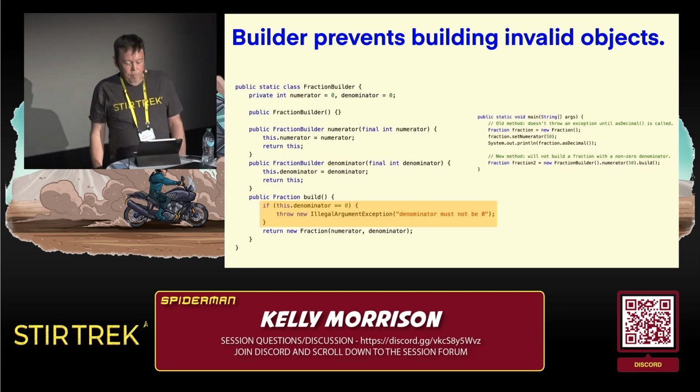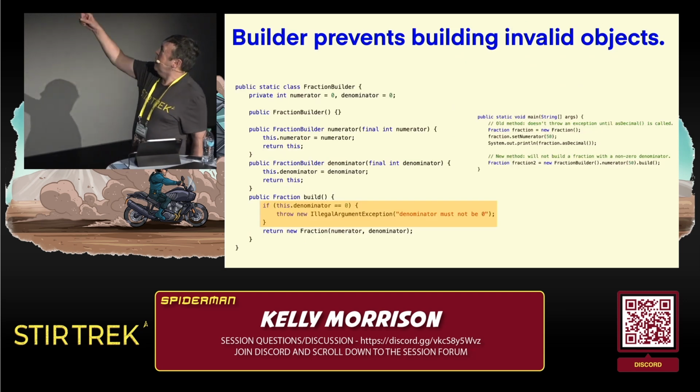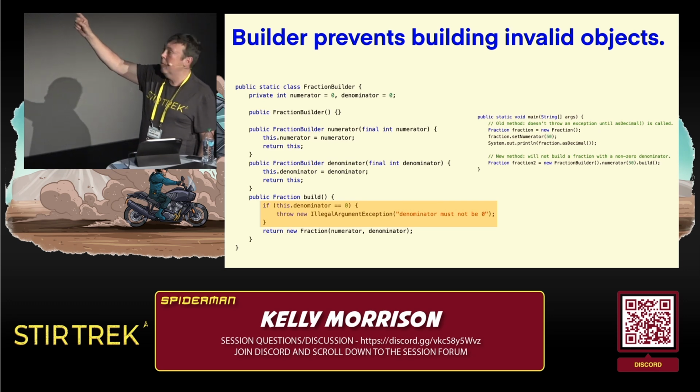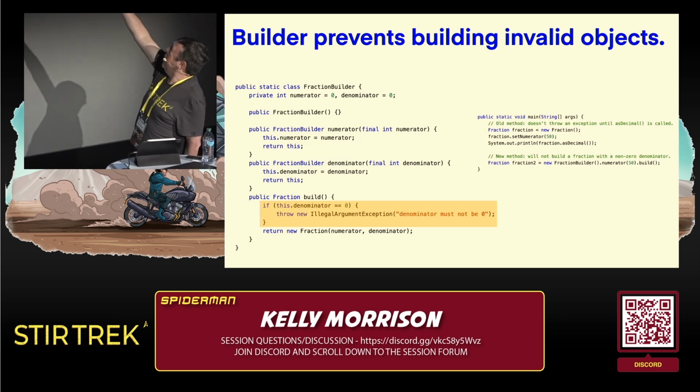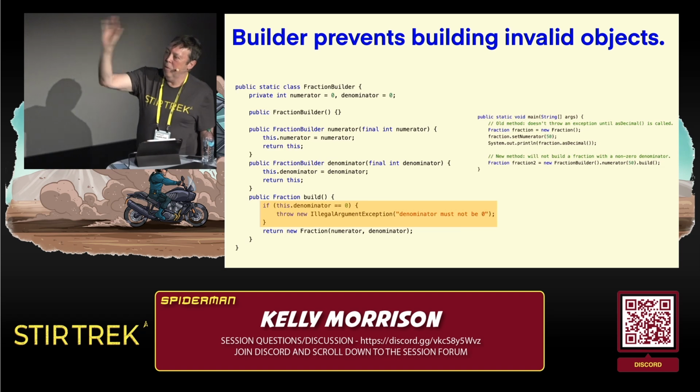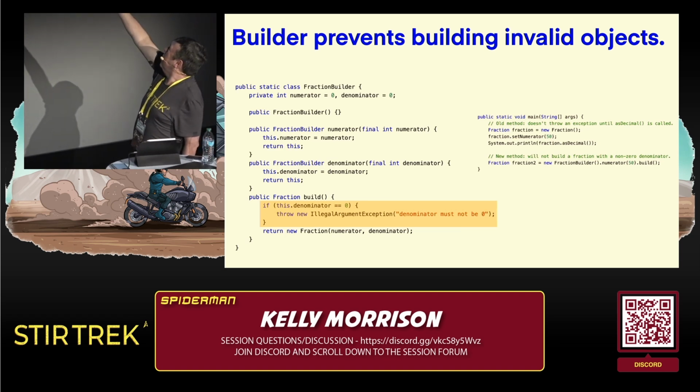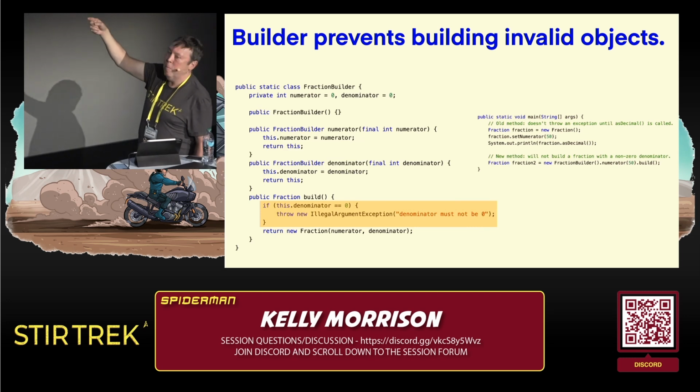We talked about building invalid objects. Again, with the builder pattern, we create a builder, you set numerator and denominator. When they call build to actually build the fraction, this is where we can check to see if the denominator is 0. We can throw an exception. So instead of the old case where you create a fraction, set a numerator, and then way down the line it blows up, this time it blows up right when you try to build it. When you build the object, it'll blow up immediately.